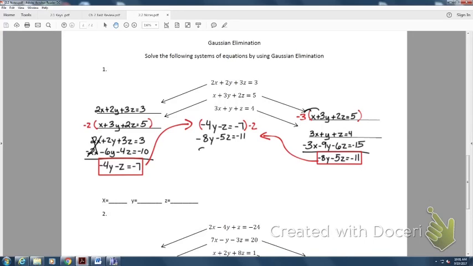So that's going to give me 8y plus 2z equals 14, sorry. Bless you. My 8's cancel. I have -3z equals 3. So what does z equal? -1.